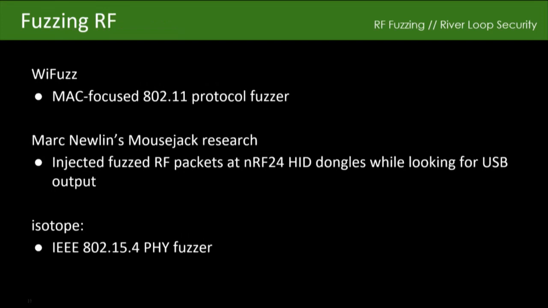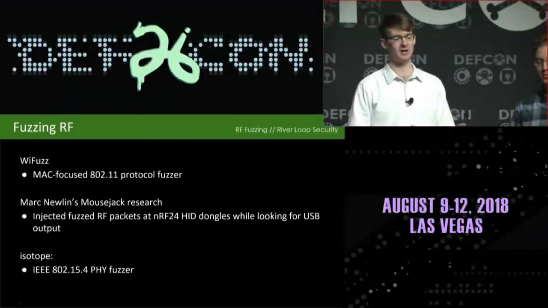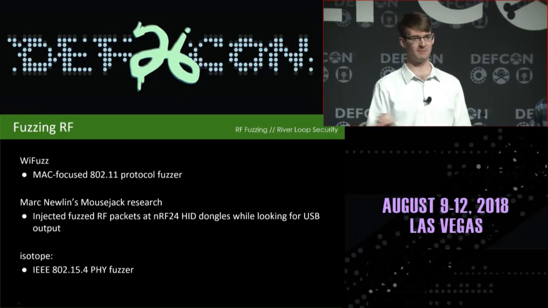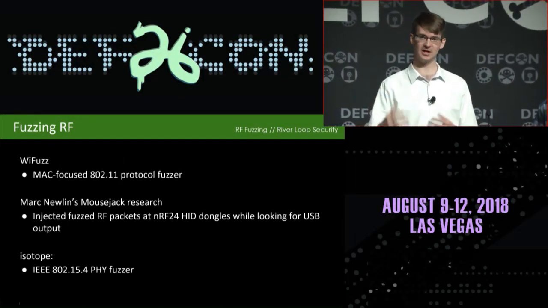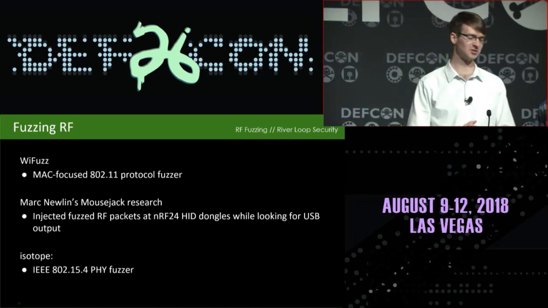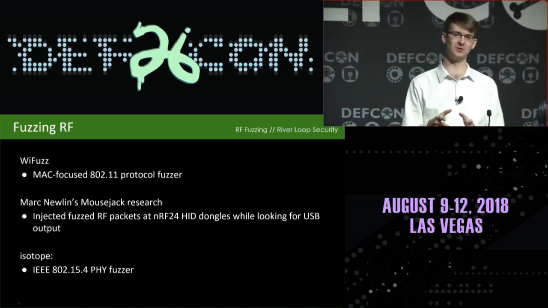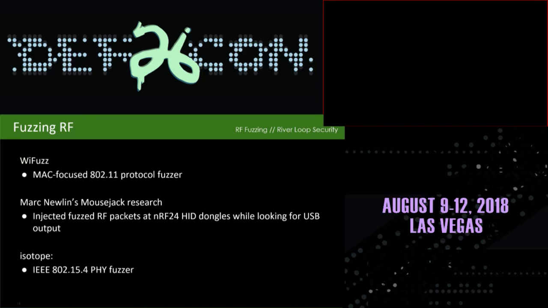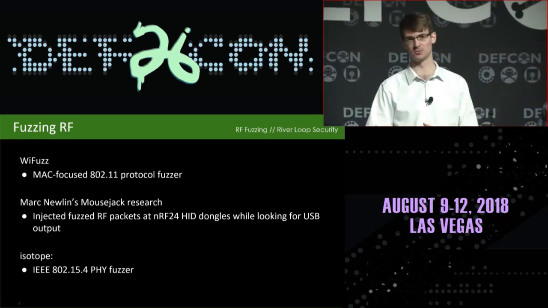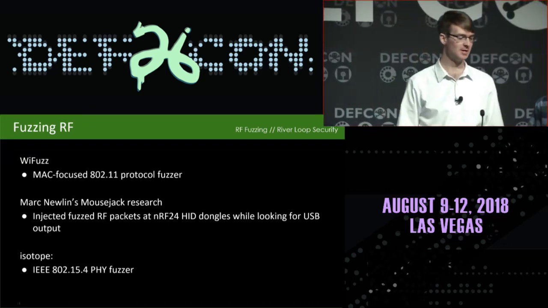When we talk about fuzzing RF, there are a couple of different projects I want to comment on just to frame the state of the art. YFuzz is an open source project that's a layer 2 focused 802.11 fuzzer. Again, it's just focused on the MAC layer, and it doesn't engage the PHY really at all. It's also built pretty specifically for 802.11. So to take that and extend it to support another wireless protocol would be non-trivial.